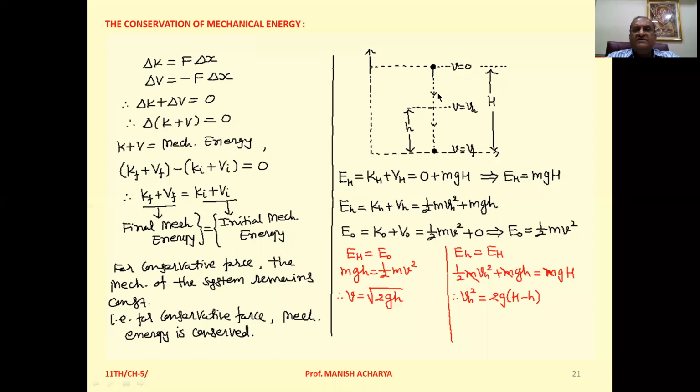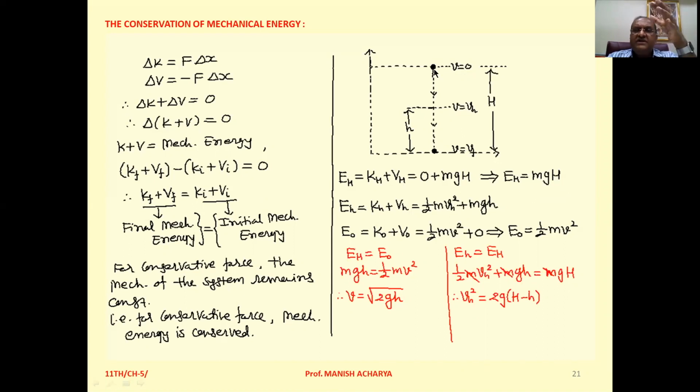Now suppose we consider any object is at height capital H from the surface of the earth. So its initial velocity is 0. It implies that at height H, the mechanical energy equals kinetic energy at height H plus potential energy at height H. Kinetic is 0. Potential is mgH. So we can write E_H equal to mgH.